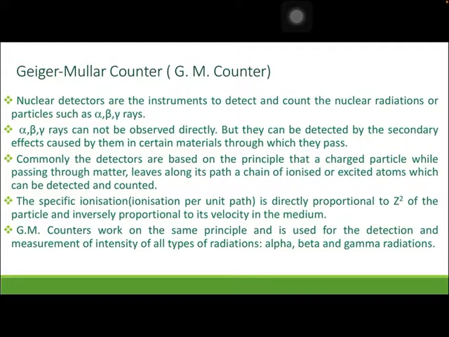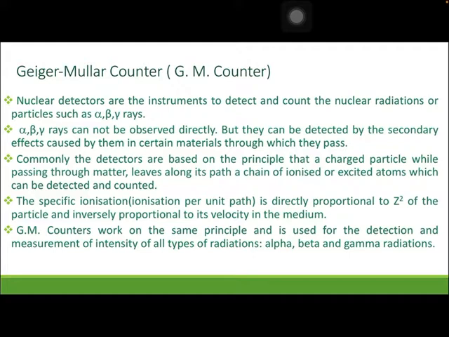GM counter, as it is known by its short form, and the long form of this is Geiger-Müller counter. So this is a nuclear detector, a radiation detector, and in this, whenever a charged particle passes through matter, the atoms of the matter get ionized.